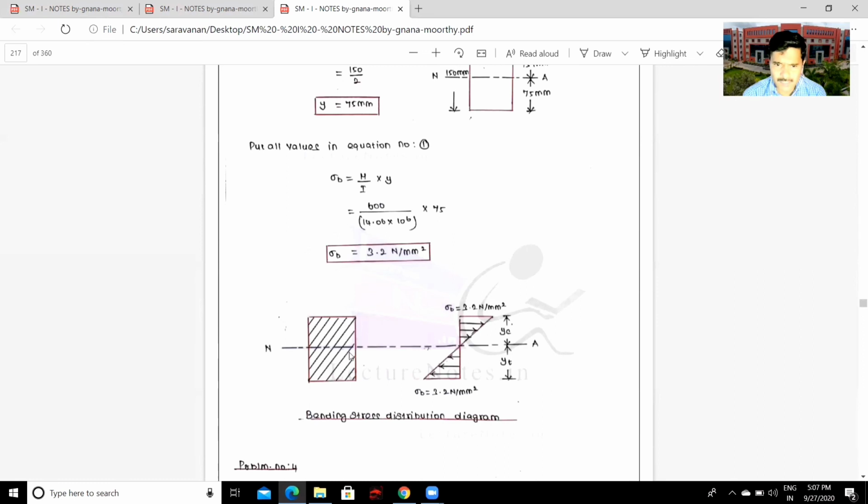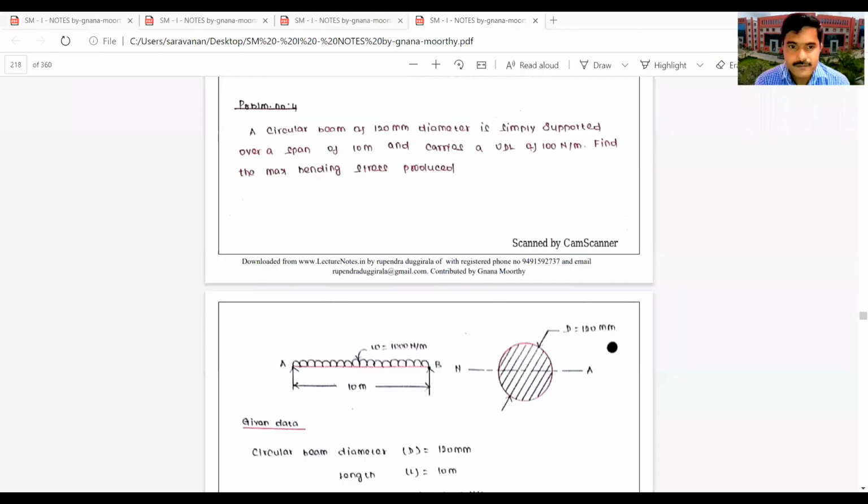Therefore, for the rectangular section, this is the bending stress distribution diagram. Rectangular section, neutral axis 0, then it increases to 3.2 Newton per mm square at the top fiber. Similarly here, at the outermost bottom fiber, sigma b is 3.2 Newton per mm square. This is YC, compressive zone, YT, tension zone. Okay. So I hope you understand. Thank you for listening. You can see the next problem.